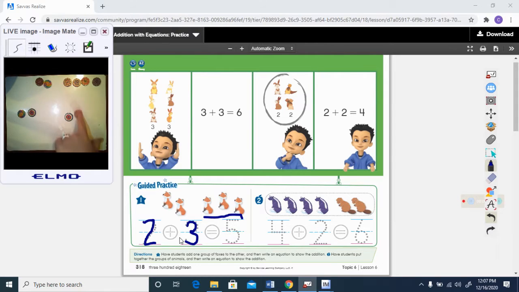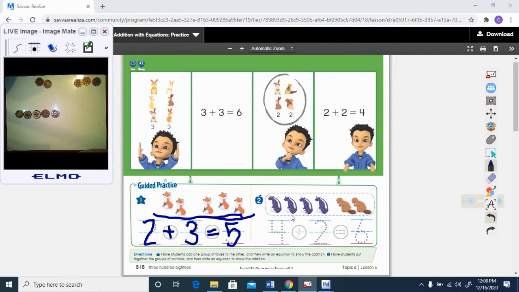1, 2, 3. Now, if we want to find out how many foxes there are in all together, we have to add it. So we have our plus sign. 2 plus 3. What is the sign here? Equals, because it shows it's in the whole group. Equals. Let's count. 2, 3, 4, 5. 2 plus 3 equals 5 total.